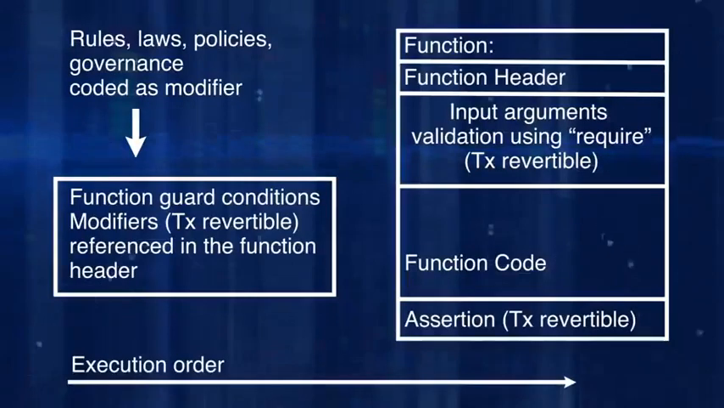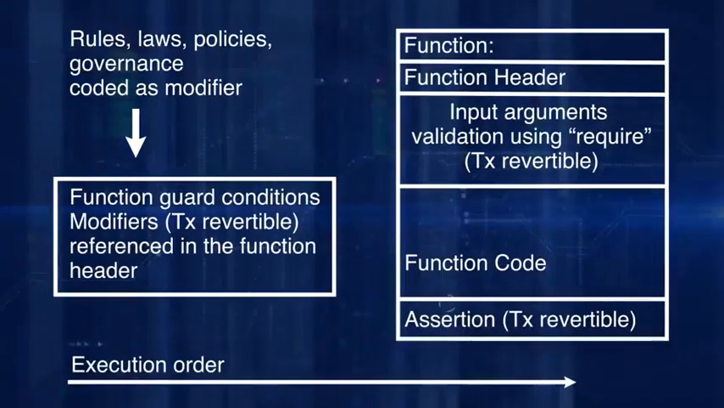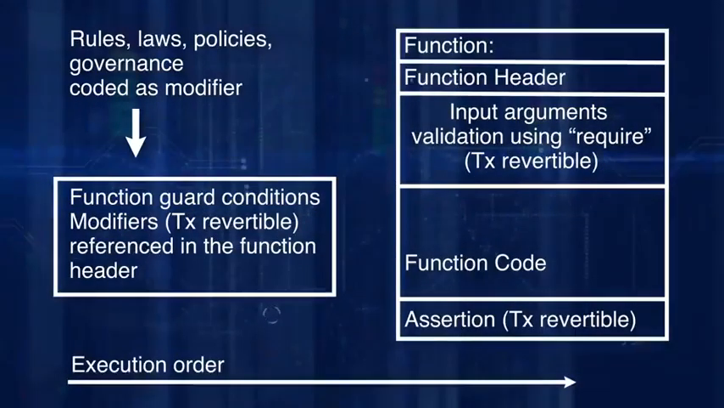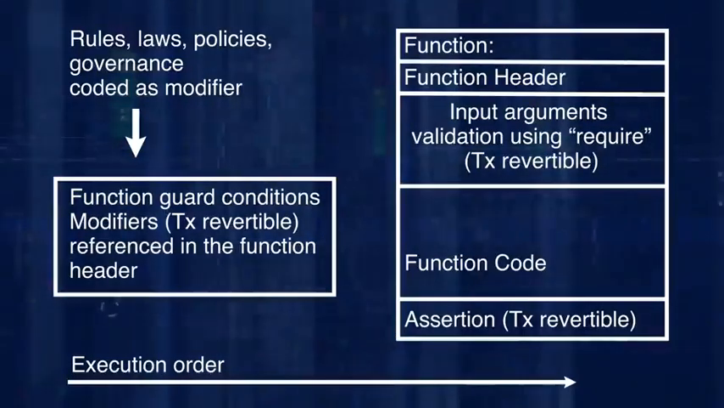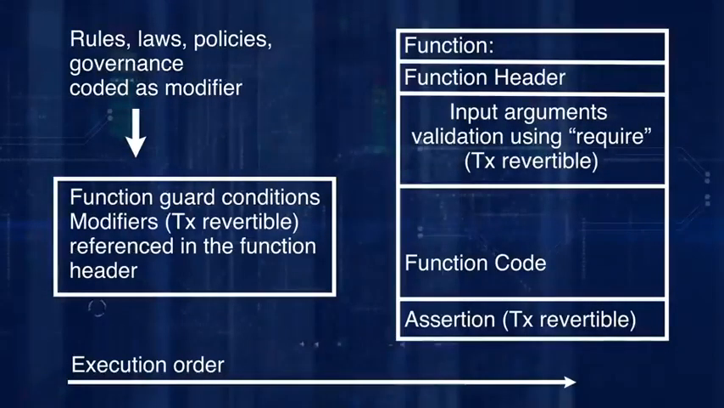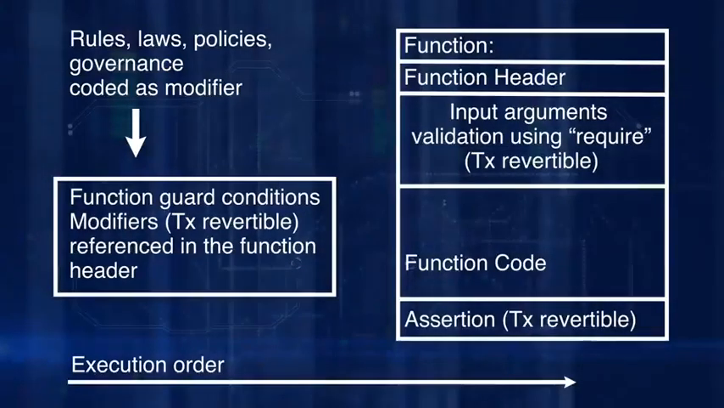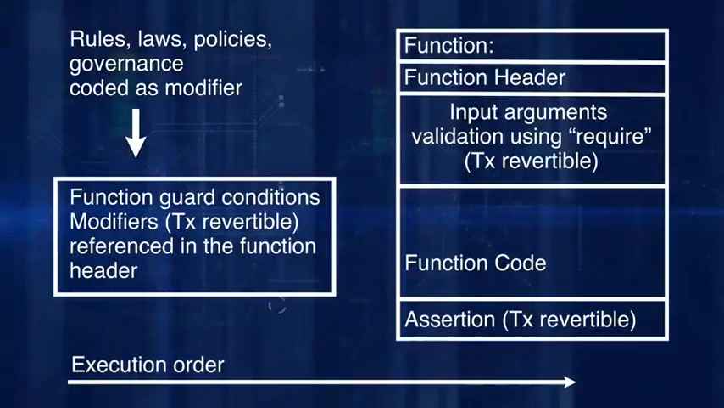The picture summarizes all the features we discussed, modifiers and error handlers and where they are typically used. The rules, laws, policies, and governance conditions are coded as modifiers. You can use the modifiers as gatekeepers for the functions. If your transaction to invoke the function does not meet the condition specified at the header of the function, your transaction will be reverted, will not be recorded on the blockchain.